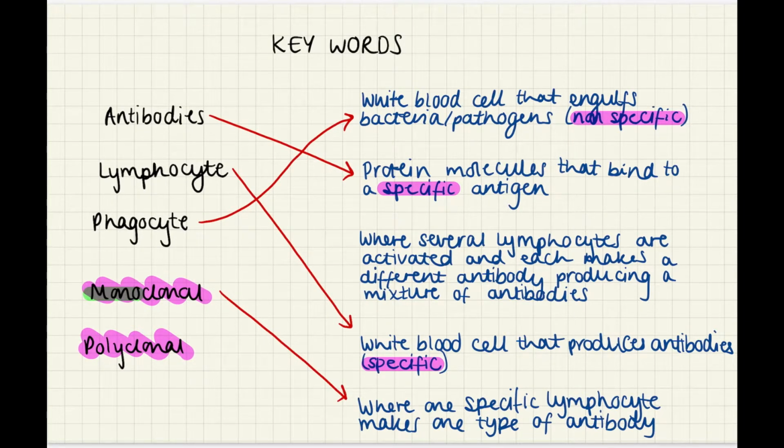You can kind of guess that from mono, meaning one, and then polyclonal, where several lymphocytes are activated and each makes a different antibody, producing a mixture of antibodies. We're not really interested in those today though, so the focus is on monoclonal, just one specific lymphocyte making one type of antibody.